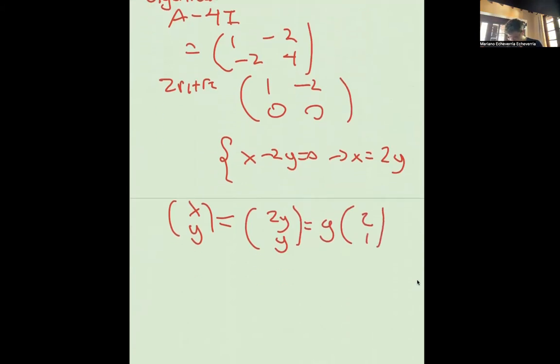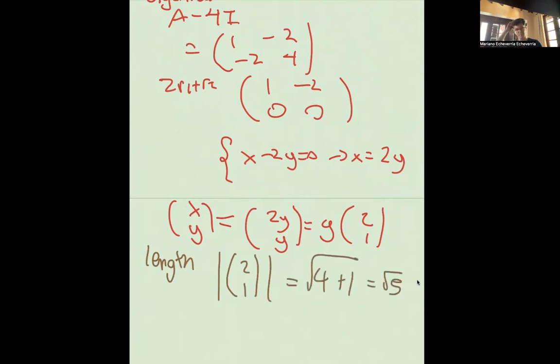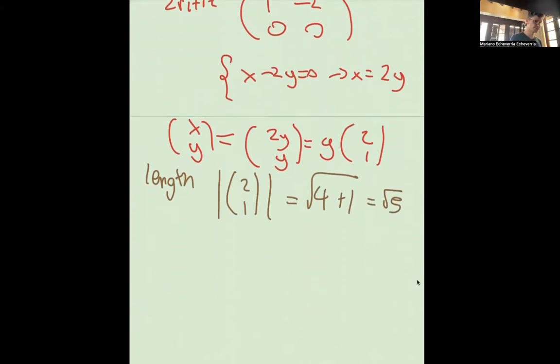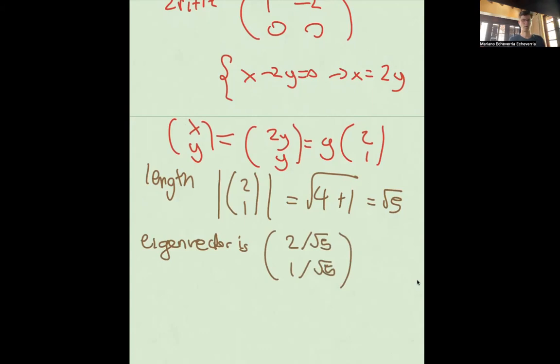And again, the length must be 1. So let's compute the length of this eigenvector. It's also 4 plus 1, so it's root of 5. And the eigenvector we work with is this one rescaled. So the eigenvector is 2 over root of 5, 1 over root of 5.